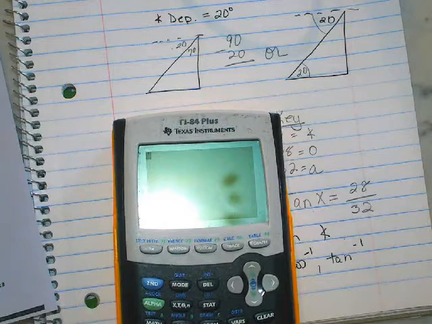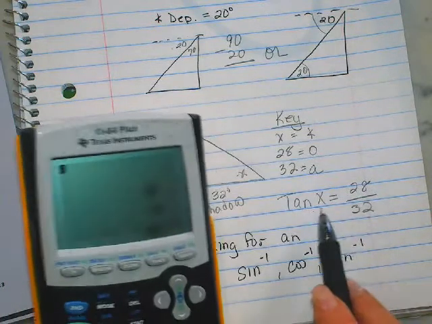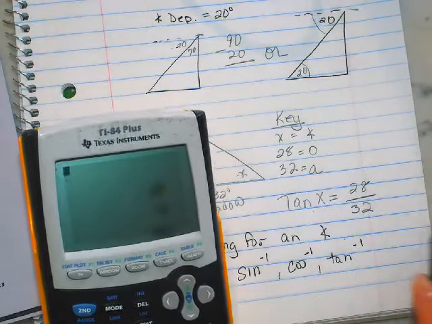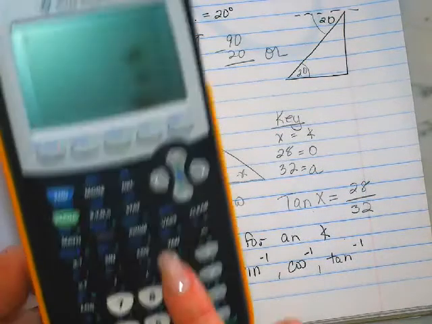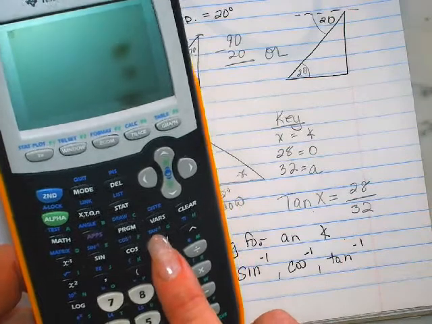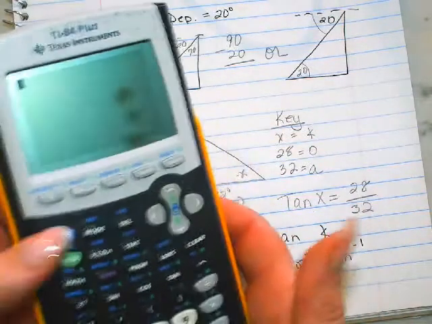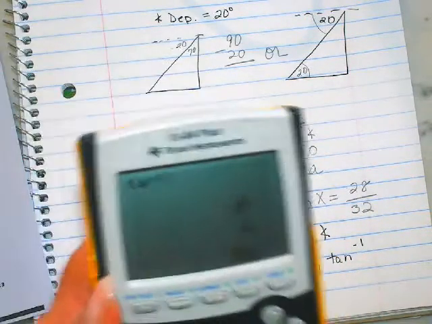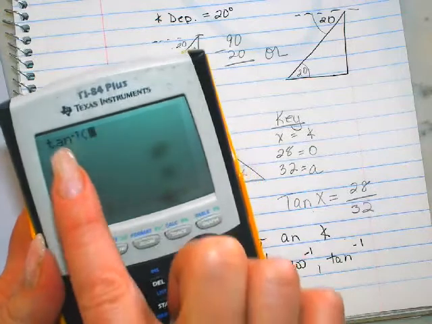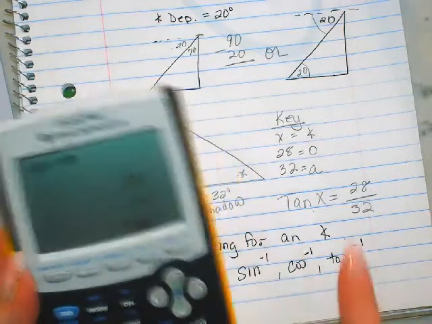I don't know if you can see it, we'll put it on and see if you can. Okay, so I need to find the tangent inverse of 28 over 32. See my tangent button here? On top of it, it says tangent to the -1. So I'm going to hit second tangent, and look how it pops up on my calculator.